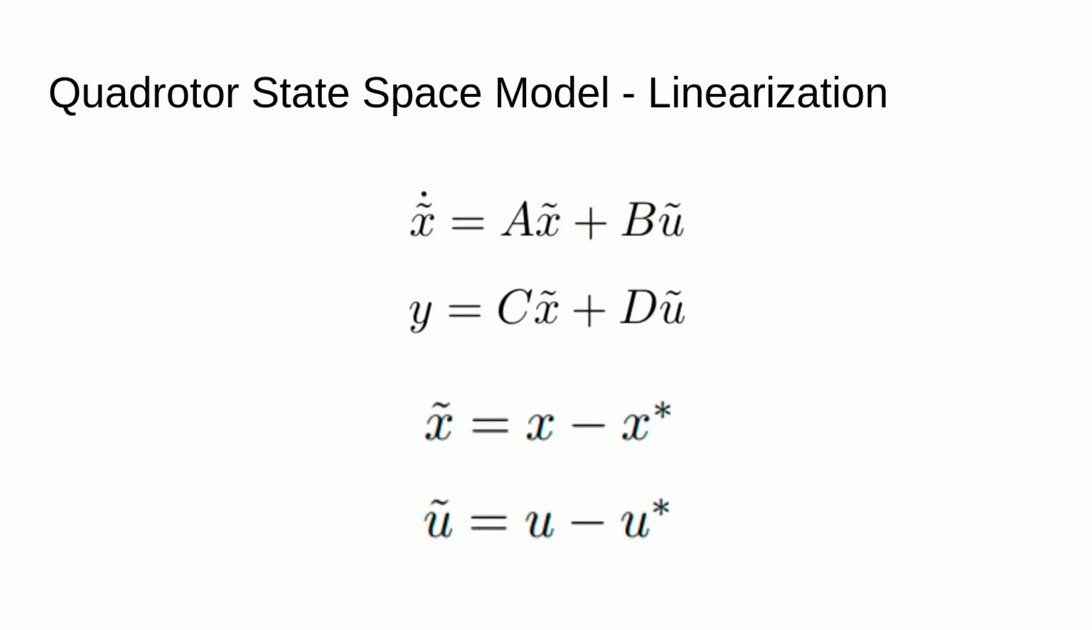Quadrotor state-space model is really what we're interested in. So we're going to take those equations of motion, we're going to linearize them into this form that is common for linear systems, where we have x tilde dot equals A x tilde plus B u tilde, and our output y is equal to C x tilde plus D u tilde, where x tilde is the difference between our state and our equilibrium point that we've defined, that we linearized the system about, and u tilde is our inputs minus the equilibrium input required to obtain that state.